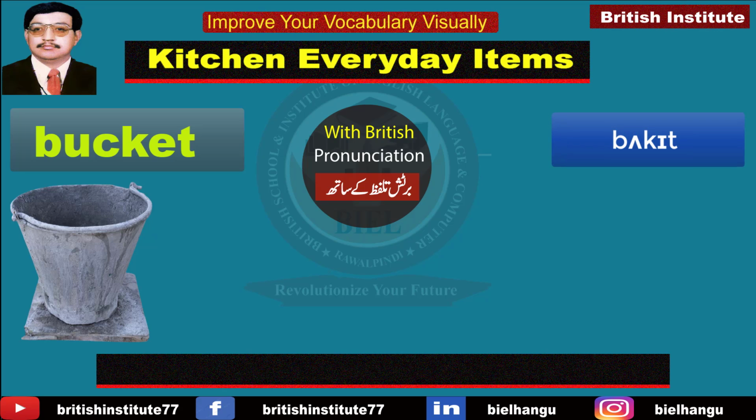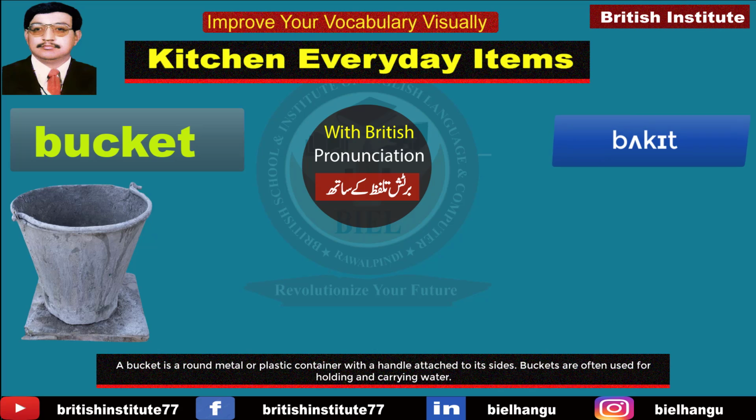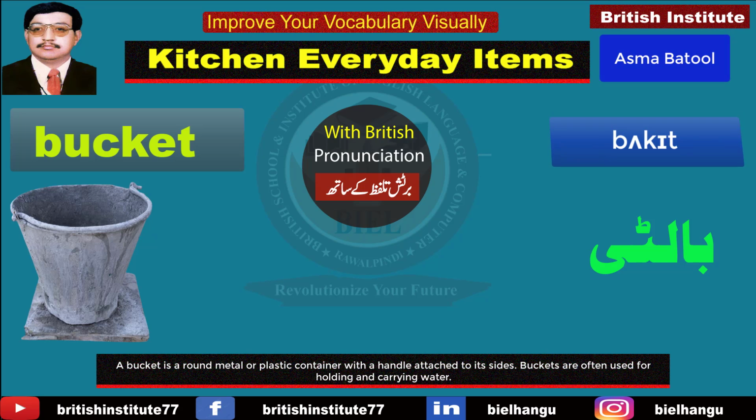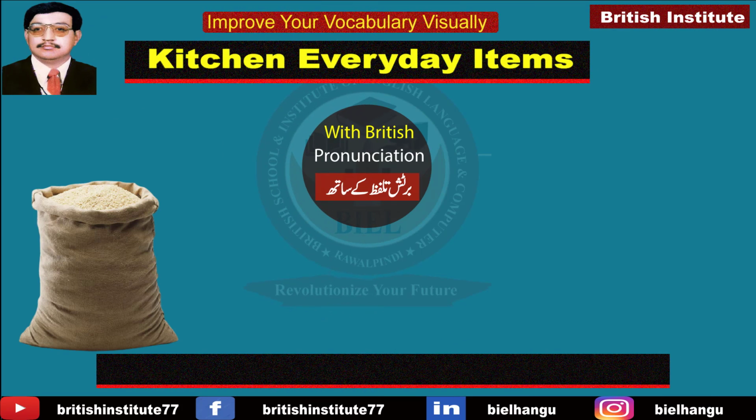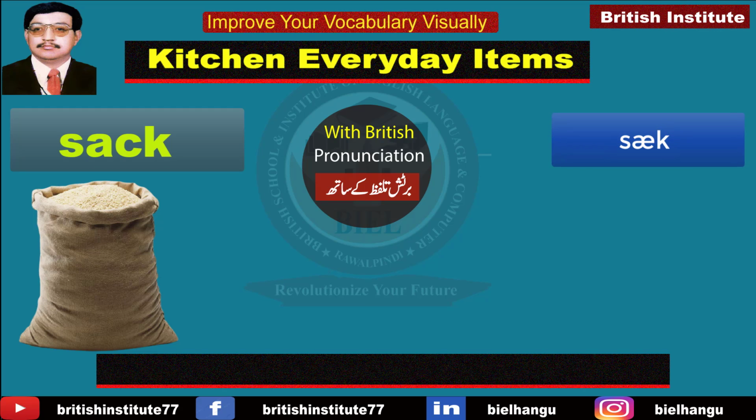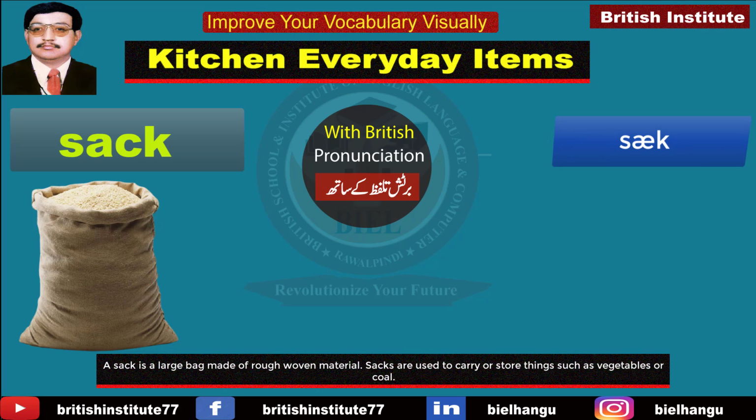Bucket. A bucket is a round metal or plastic container with a handle attached to its sides. Buckets are often used for holding and carrying water. Sack. A sack is a large bag made of rough woven material. Sacks are used to carry or store things such as vegetables or coal.